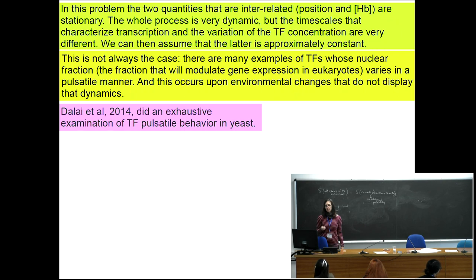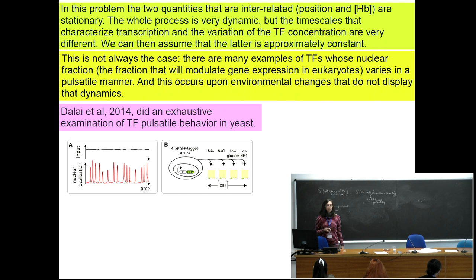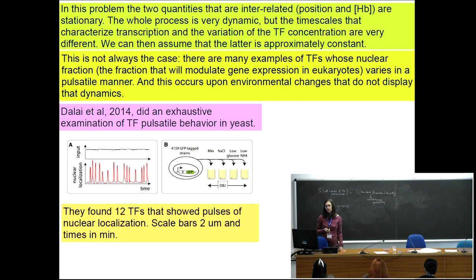And so, for example, let's go back to yeast, which is a typical model system because it's very cheap. You have a zillion mutants. I mean, it's easy to introduce mutations and observe a zillion proteins. Anyway, what they did was look for transcription factors that enter the nuclei in a pulsatile way. And they found many that showed pulses of nuclear localization.